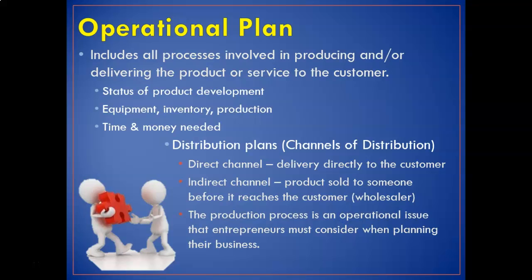The operational plan. It includes all processes involved in producing and/or delivering the product or service to the customer, the status of product development, any equipment, inventory, production, the time and money that's going to be needed. It also includes the distribution plan. So what are your channels of distribution? Direct channel: delivery directly to the customer. Indirect channel: a product sold to someone before it reaches the customer, which is your wholesaler. The production process is an operational issue that entrepreneurs must consider when planning their business.